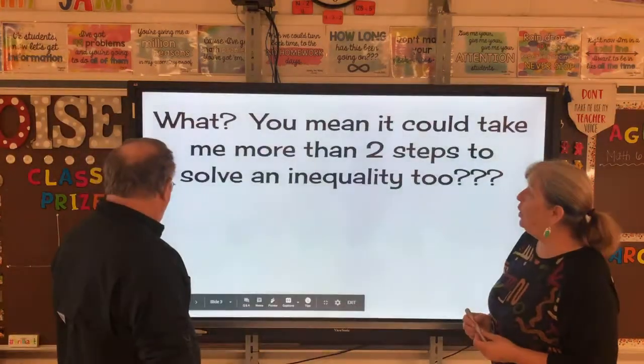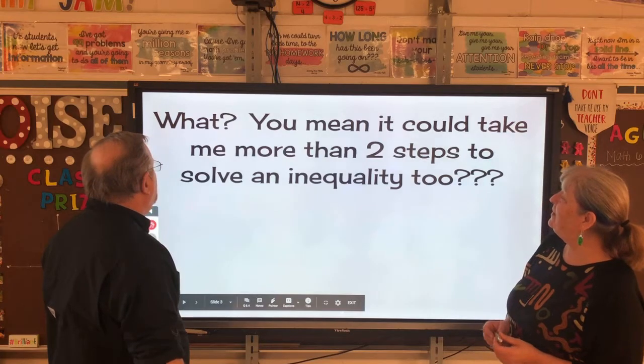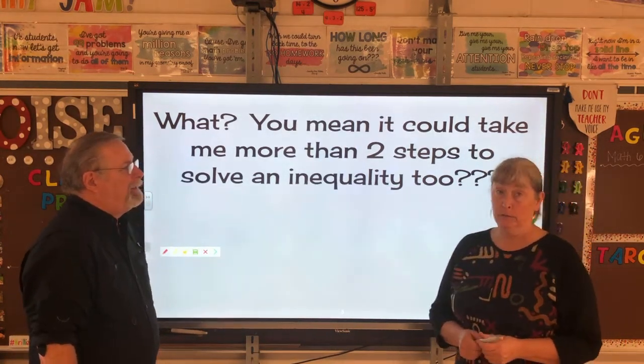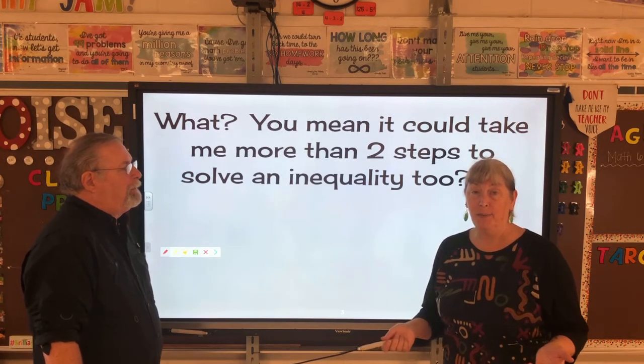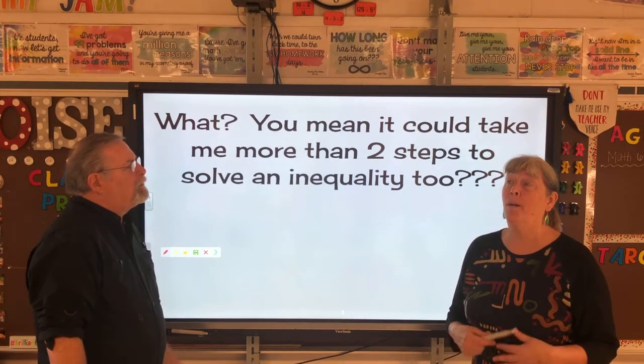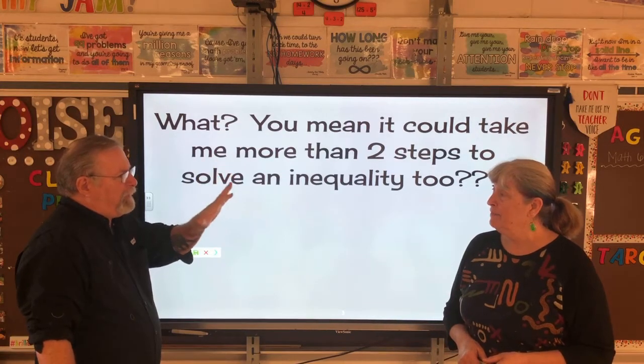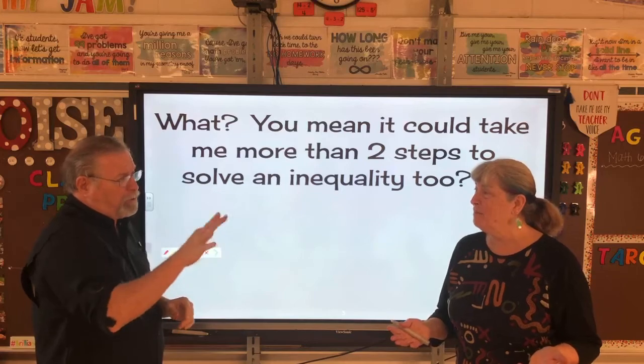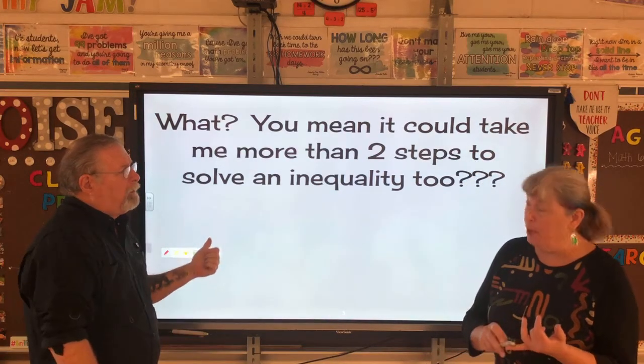What? You mean it could take me more than 2 steps to solve an inequality? Yeah, just like multi-step equations, sometimes there are. So are these the same 5 things we had to look for? It could be up to 5. They're not always 5. But there's 5 things we should always look for, right? Absolutely. Do we want to review those real quick?